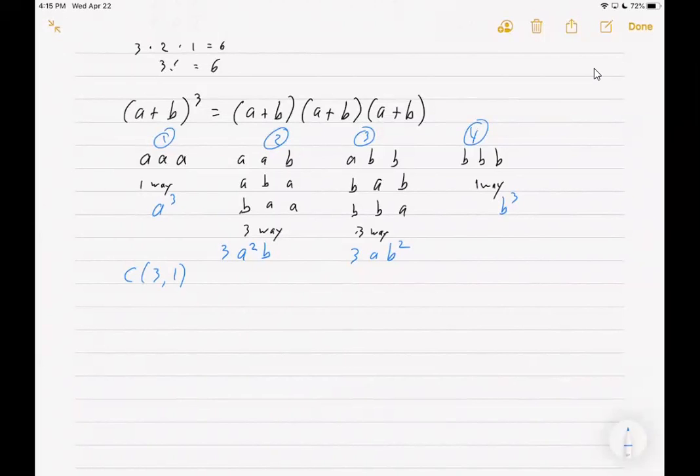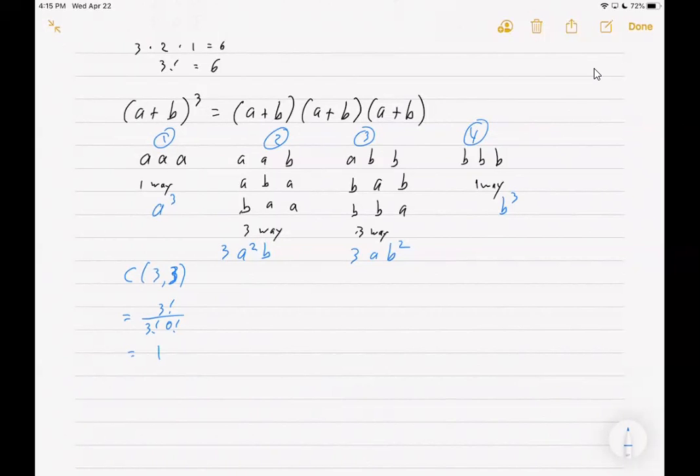I'm sorry, let's pretend we're choosing A's. So we have three things and we're choosing all A's. So we've selected three A's out of three things. So what do we end up with? That's equal to 3 factorial over 3 factorial times 0 factorial, which is just equal to 1. Well, that's exactly how many ways we were able to arrange the set of all A's.